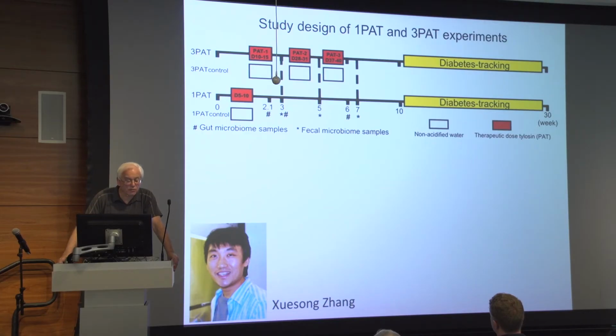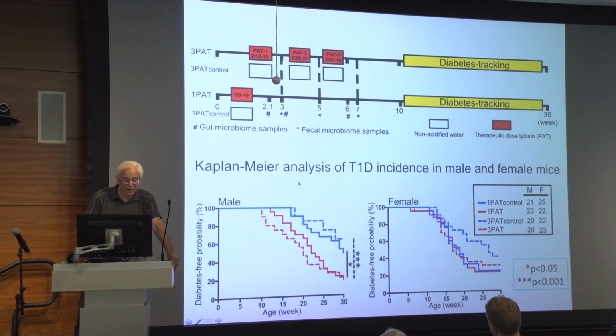Finally, Shusong has done a recent experiment where, in addition to our regimen of 3 pulses of antibiotics, he's asked what happens if he just uses a single pulse of antibiotics, a single course early in life, between days 5 and 10 of mouse life. And here are the results of the study. Here's the Kaplan-Meier analysis in male mice and female mice. In blue are the 2 control groups. In red are the 3 PAT course or the 1 PAT course. So even a single course changed the incidence of diabetes in these mice.